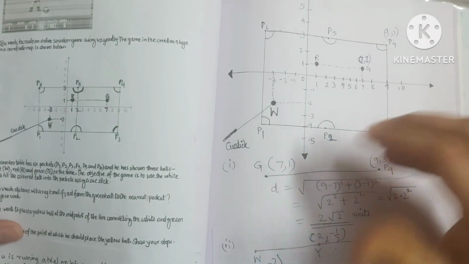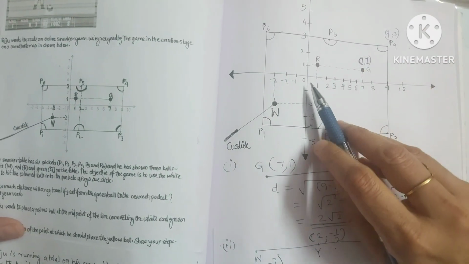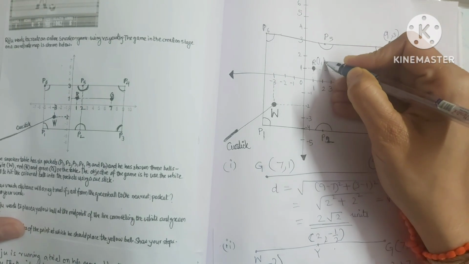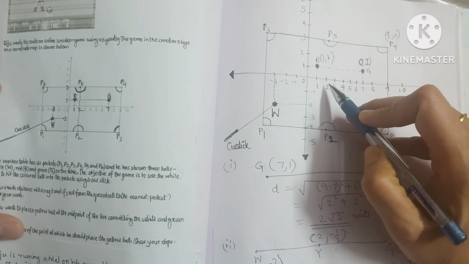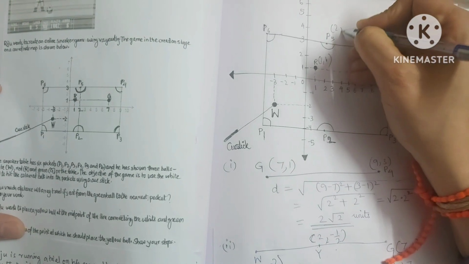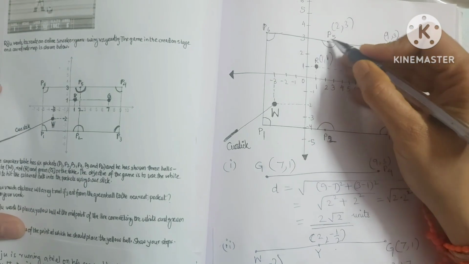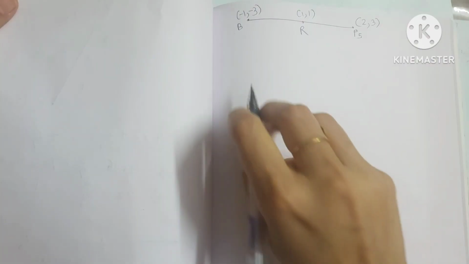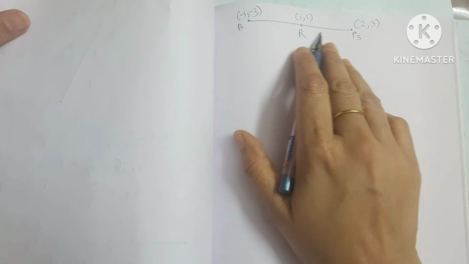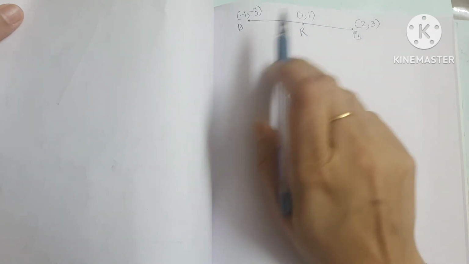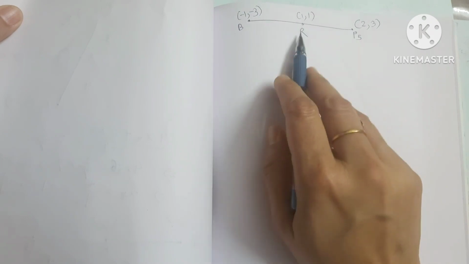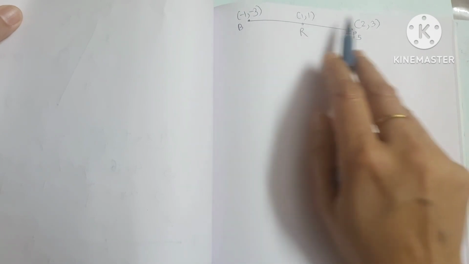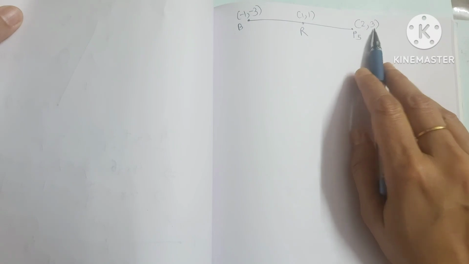So for the red ball, what are the coordinates? Red ball coordinates are 1, 1. What are the coordinates for P5? P5 are 2, 3, right? Now we have written all the coordinate points that we discussed. B is -1, -3, R is 1, 1. That is the position of the red ball. This is the position of the blue ball. And the pocket P5 coordinates are 2, 3.